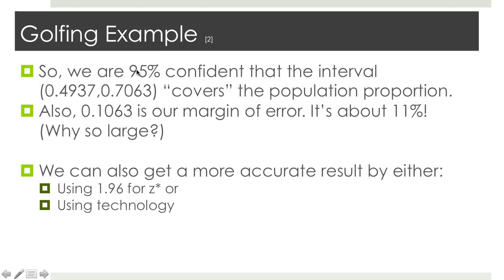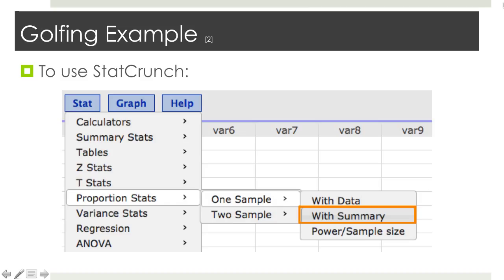Recall that we got this result by using z equals 2 as our z star multiplier estimate. That's a good, in the ballpark, rough value that we can use. Of course, we know by now that 1.96 is better. And even better than that is going ahead and using technology. So let's quickly review what that would look like if we were using StatCrunch. In StatCrunch, you would go to the Stat menu, and then below our Z and T stats, which we've just used in the previous two videos, you now see proportion statistics.